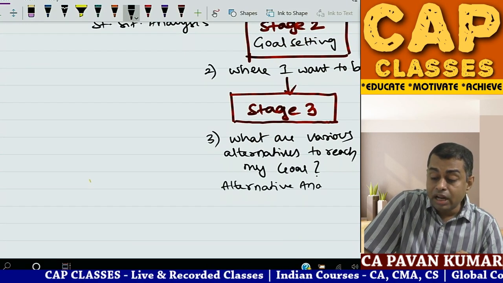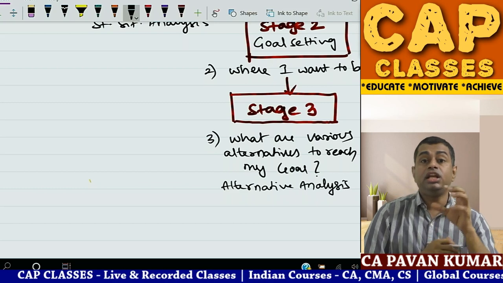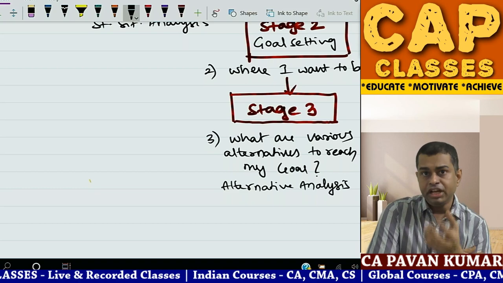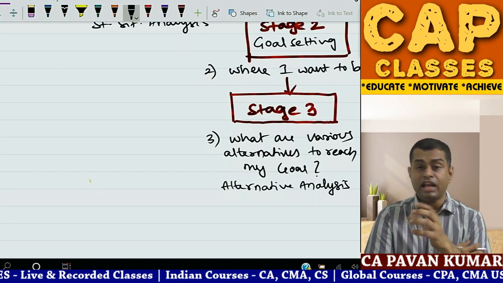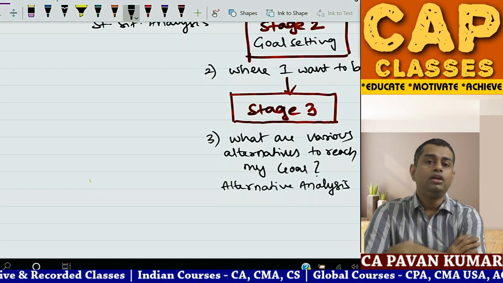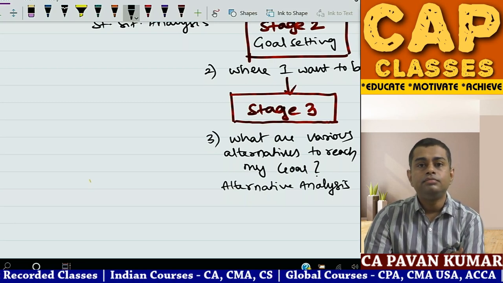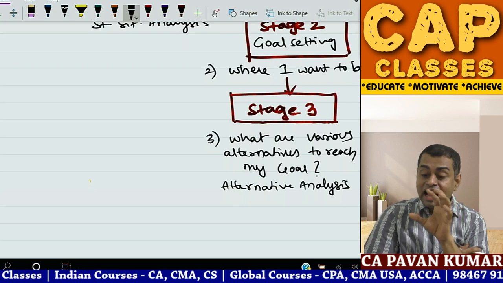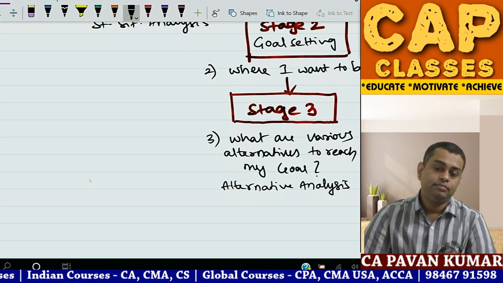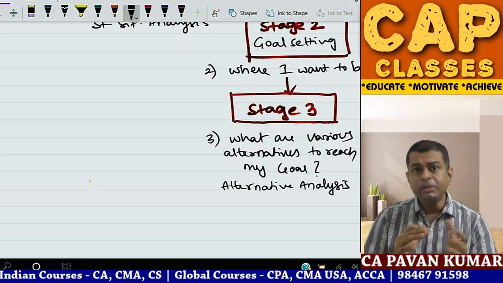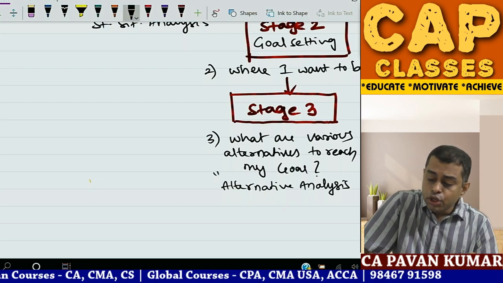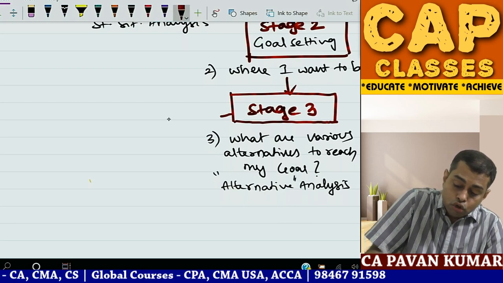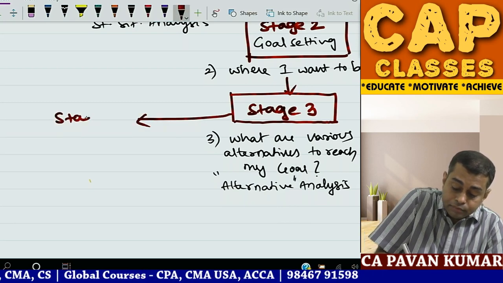Like, you know, in capital budgeting, if you remember, the company is thinking of purchasing a machine. 3 models are available. Machine A, superior model. Machine B, economy model. Machine C, normal or ordinary model. Which machine should be purchased? You remember, this is called analysis of alternatives. That means you are analyzing various alternatives. Then you go to, my dear friend, stage 4.